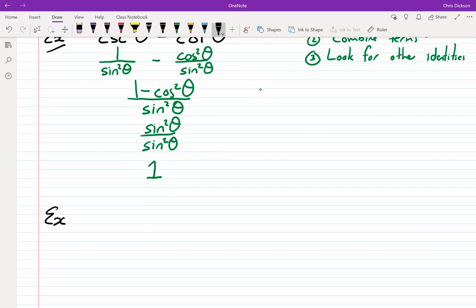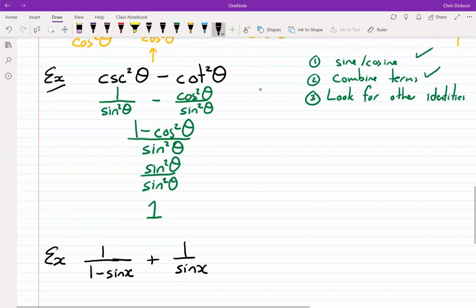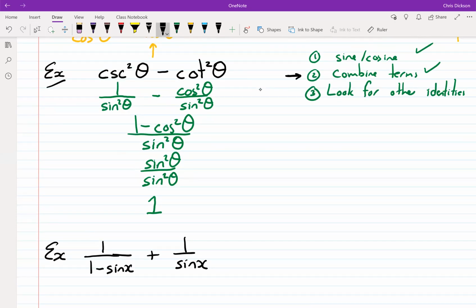And so let's say you had 1 over 1 minus sine x, and you were adding that to 1 over sine x. And what you were trying to do for some reason was this second step here. You were trying to combine these two terms here.